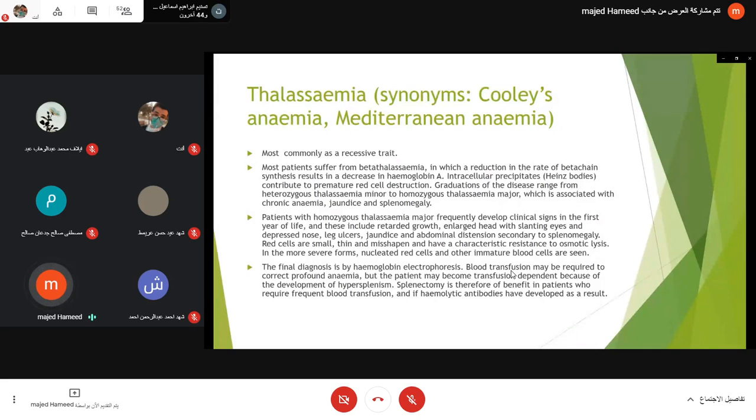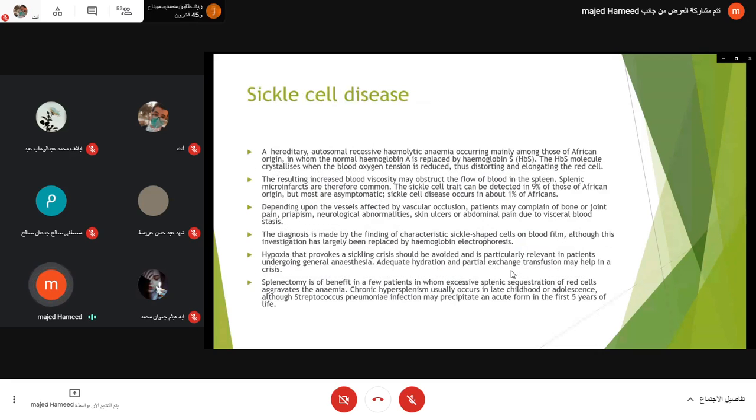Blood transfusion may be required to correct profound anemia, but the patient may become transfusion dependent because of the development of hypersplenism. Splenectomy is therefore of benefit in patients who require frequent blood transfusion and if hemolytic antibodies have developed as a result.